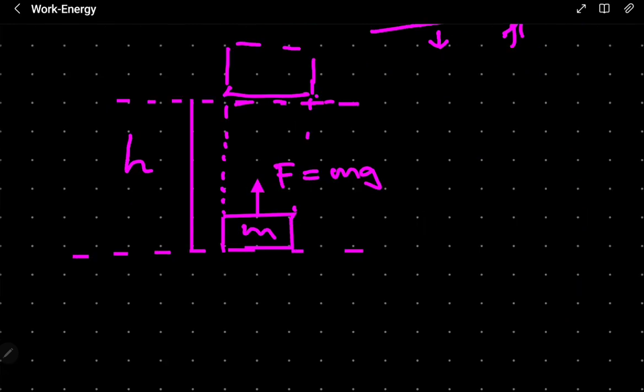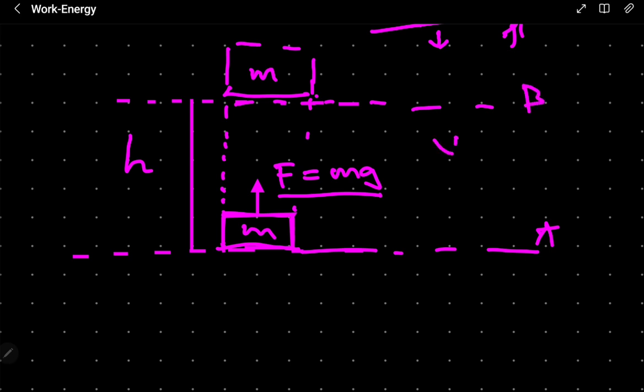In this case, we are going to see how to calculate the work done to change the height of a mass. There is a mass initially here, and the mass is pulled by a force F. The force F is the same as mg. Then the mass moved from the initial level A to level B with a constant speed. The speed is not changing, so the kinetic energies are not changing.